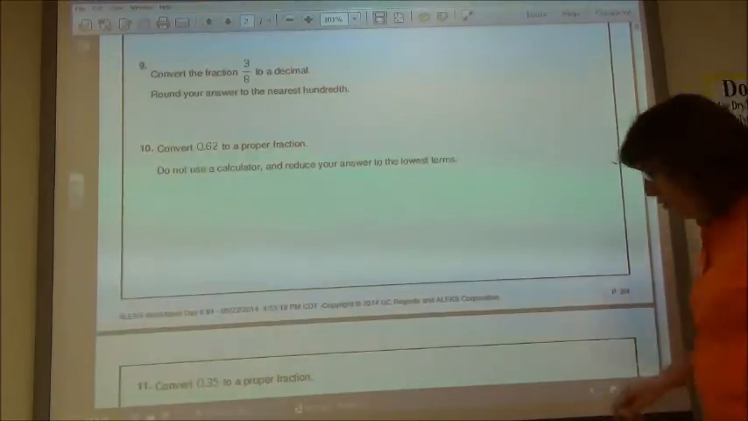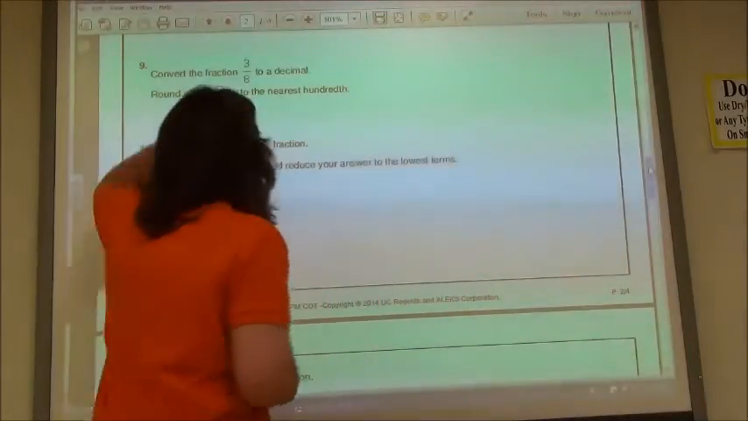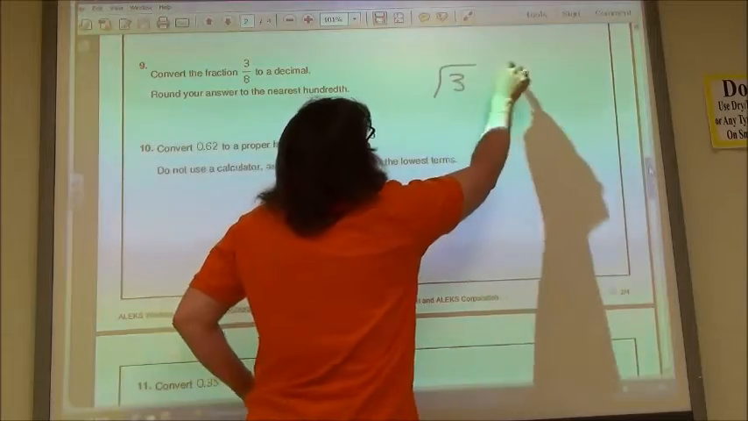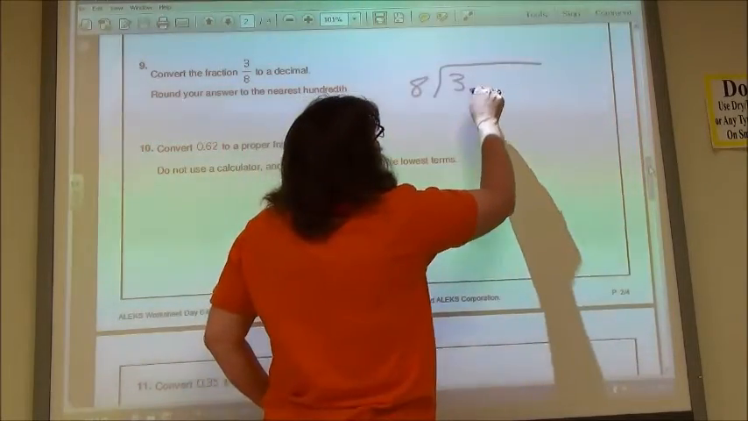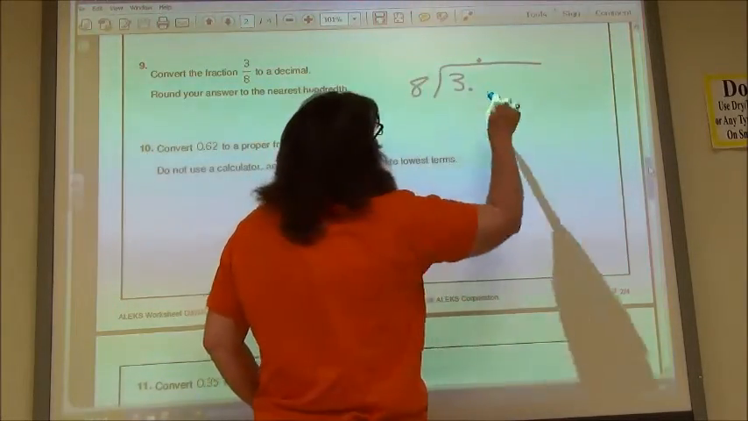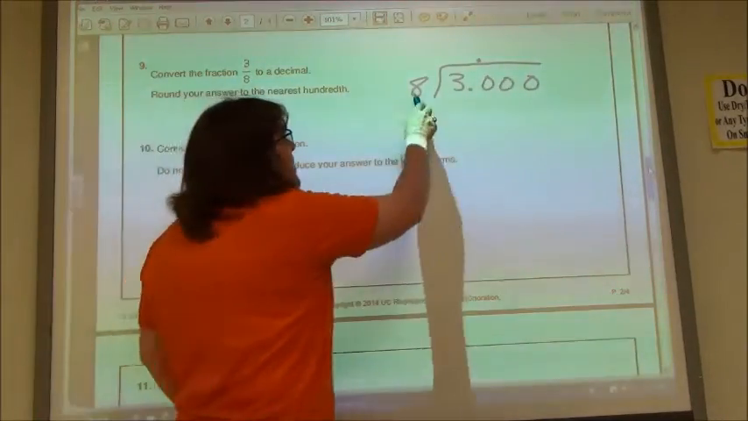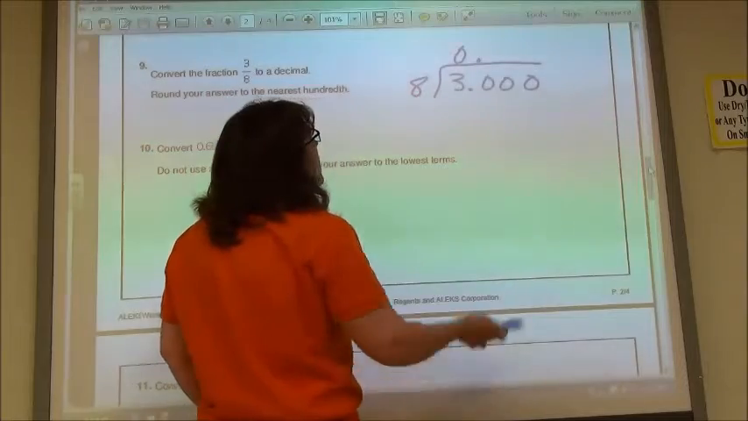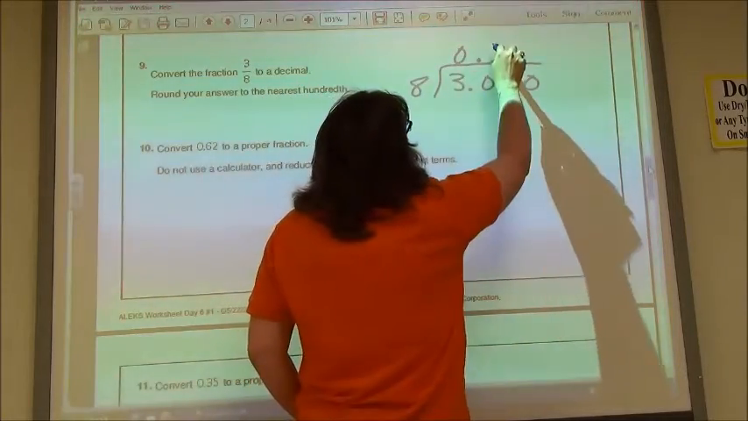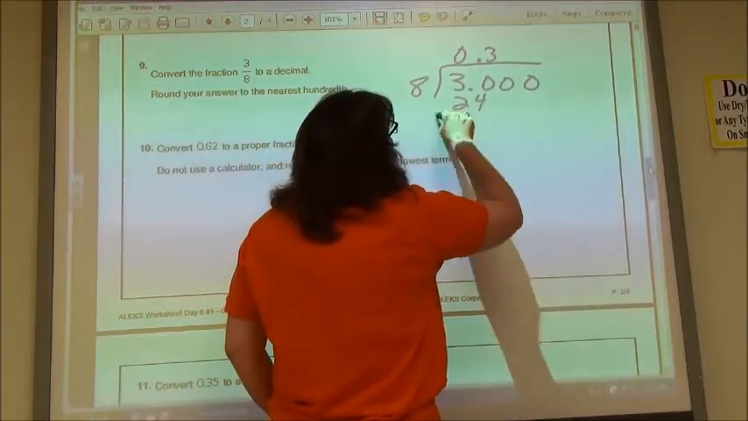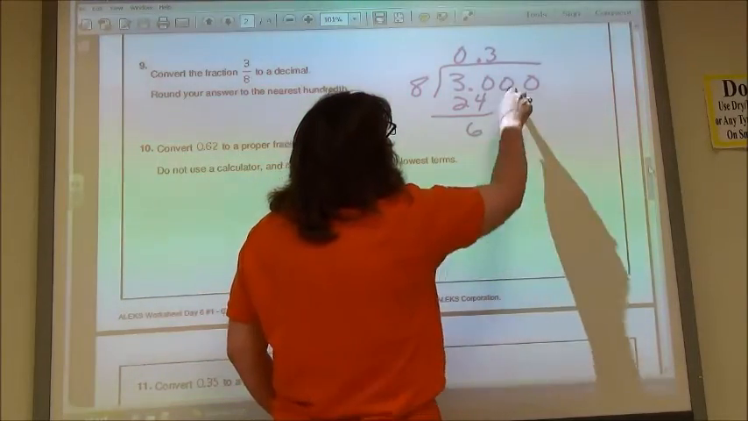Number 9, convert 3/8 to a decimal. So again, that means 3 divided by 8. And so the 3's on the inside, the 8's on the outside. I add my decimal, and I want to go to the nearest hundredth again, and one more place for rounding. 8 doesn't go into 3, so I'm going to put a 0 in there. 8 goes into 30 3 times. 3 times 8 is 24, so I get 6 left over.